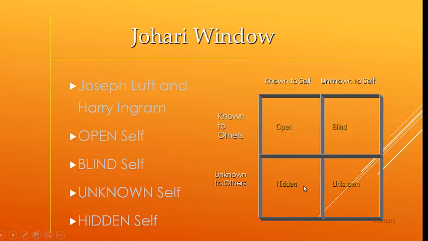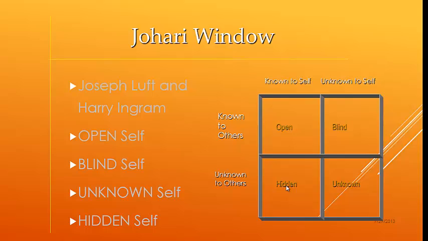The last window is the hidden self. The hidden self, as it says in the quadrants, it's known to me, but unknown to others. So these are the things I don't tell anyone. These are the ideas that I keep hidden away and do not discuss with anyone. So they would be my dirty little secrets, skeletons in the closet, anything that I decide to actively not share and disclose with others.